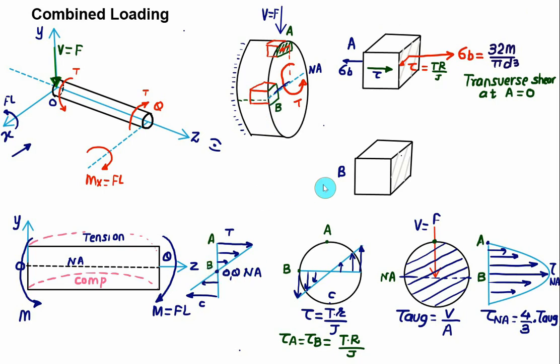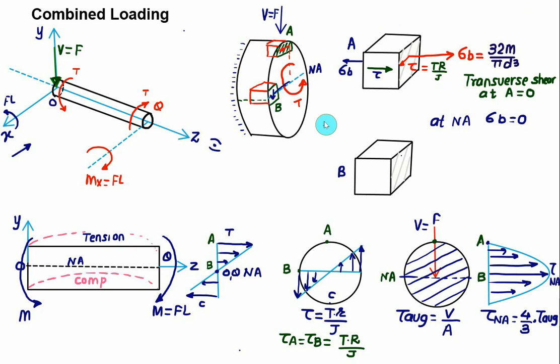So point B is at the neutral axis, so the contribution due to bending stress will be 0. So at the neutral axis, that is at B, the contribution due to bending stress will be equal to 0. So we will not show any bending stress here. Then we have the shear stress due to V you have to show, and one is due to torsion you have to show. Now for torsion, again you have to show the same direction, that is, the direction is downward.